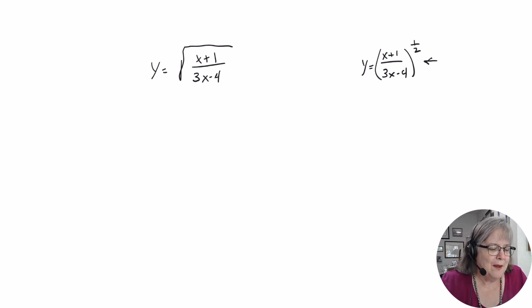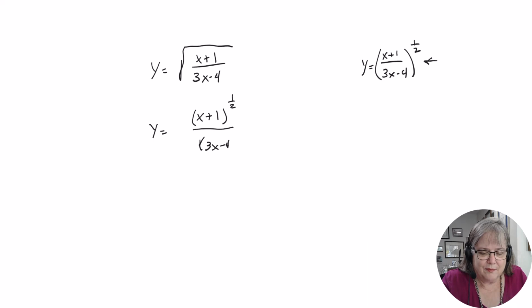Now, we're going to use the technique where we're going to split this up, but what I want to do is to say, okay, if it's all under a square root, then the numerator is raised to the 1/2 power, and the denominator is also raised to the 1/2 power.